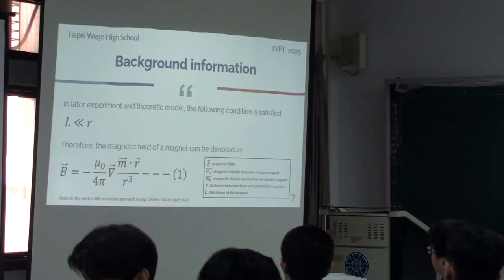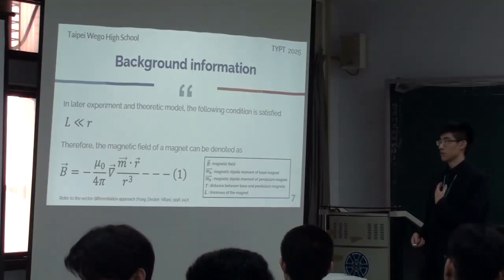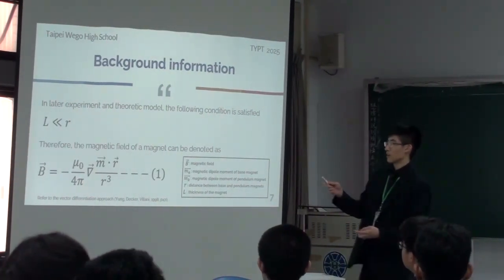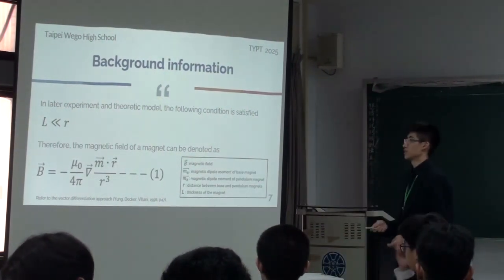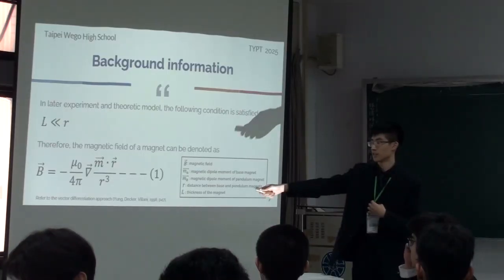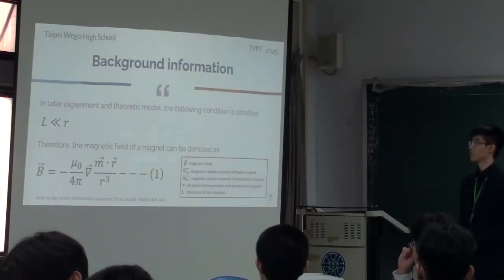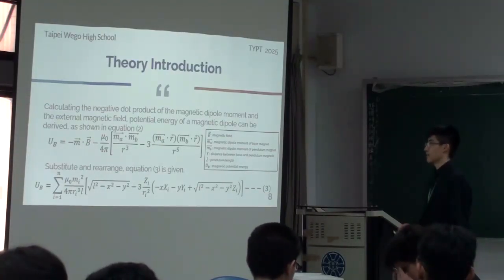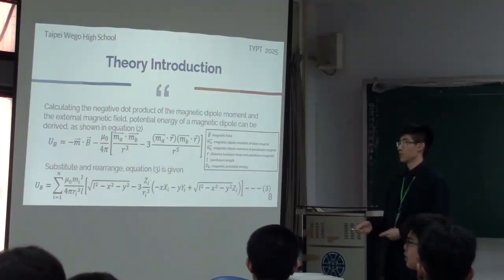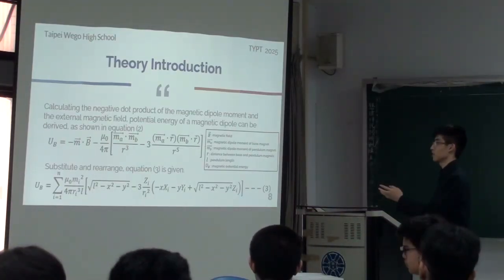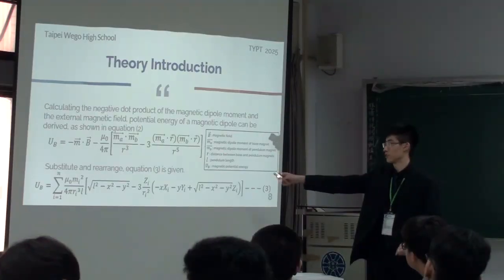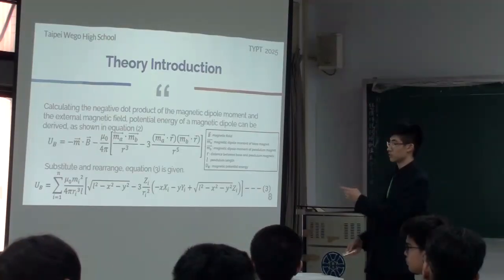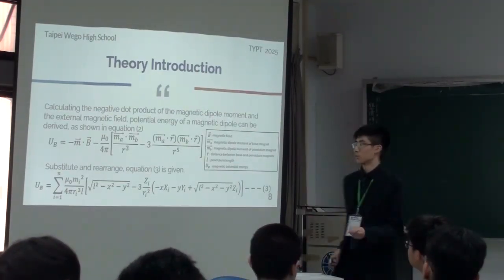For the background information, in our experimental setup R is far bigger than L. So by referring to this paper, we can say that the magnetic field can be denoted by this equation. By calculating the negative dot product of a magnetic dipole moment and the external magnetic field, the potential energy of a magnetic dipole can be derived as shown in equation 2. We substitute and rearrange, and we get equation 3, where n equals 1 or 2.